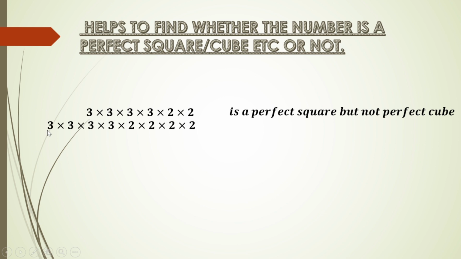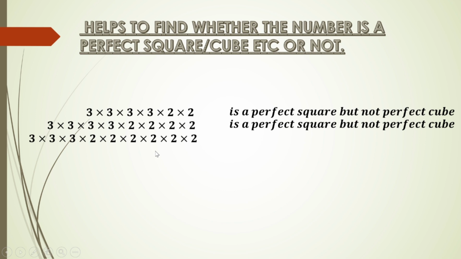Next, here, perfect square or cube, 3 3 3 3 2 2 2 2. So it's a perfect square. 3 3 3 2 2 2, but this 3 and this 2 will hinder it from becoming a perfect cube. Are you getting me? So it is a perfect square but not a perfect cube.